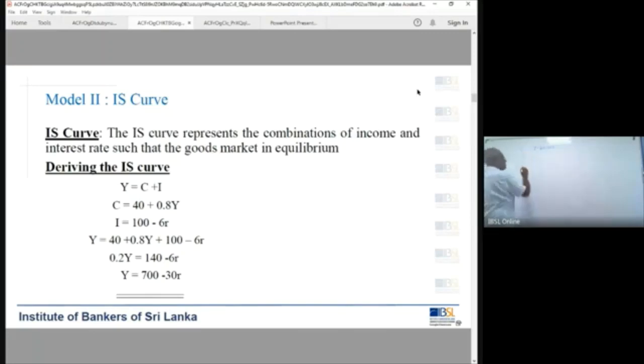Investment function. I come to you, the 40 plus 0.8Y, investment function.